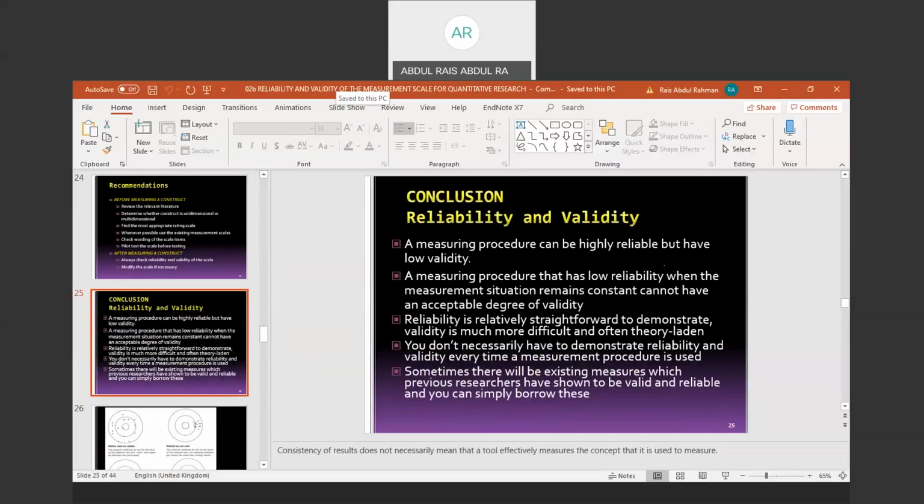A measuring procedure can be highly reliable, but may have low validity. Kita akan tengok dalam slide ni. Ini ada kaitan sikit dengan prinsip fizik, precision and accuracy. Kita akan tengok graf lagi. A measurement procedure that has low reliability when the measurement situation remains constant cannot have an acceptable degree of validity. Reliability is usually relatively straightforward to demonstrate, but validity is much more difficult and often theory-related.